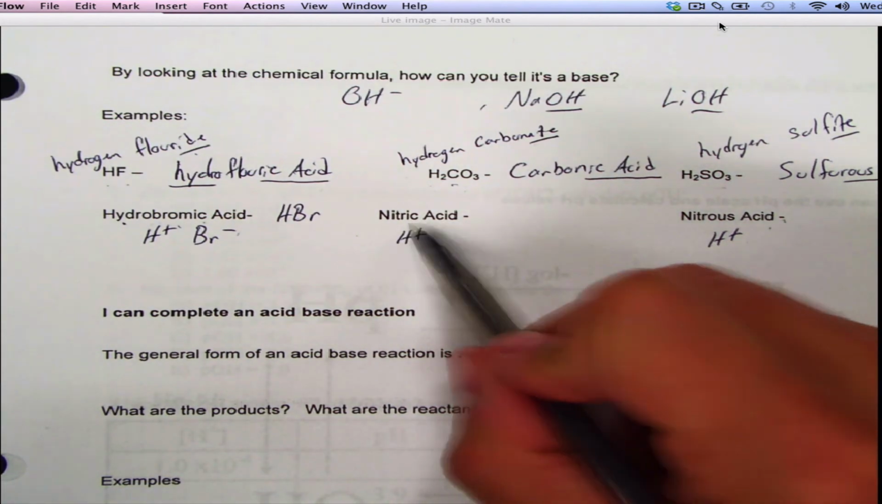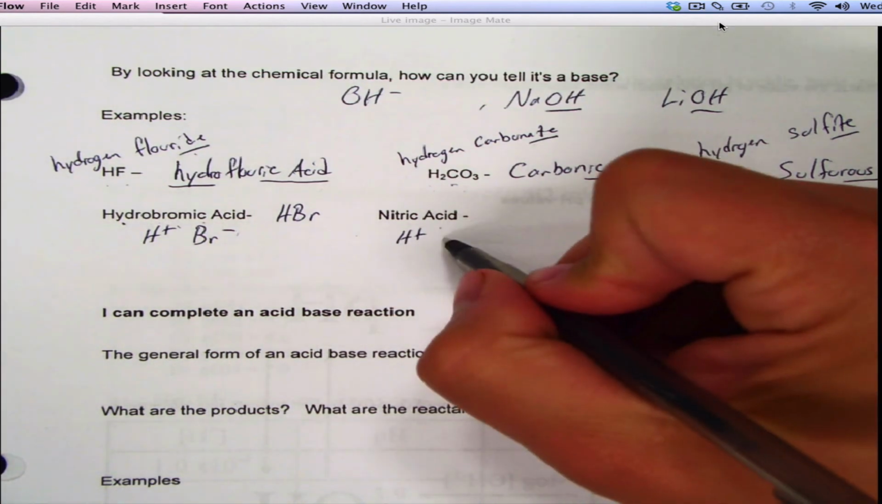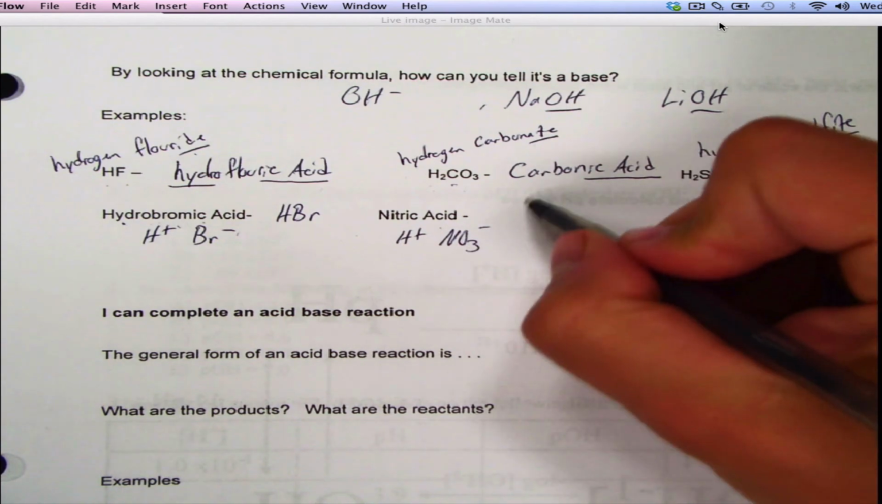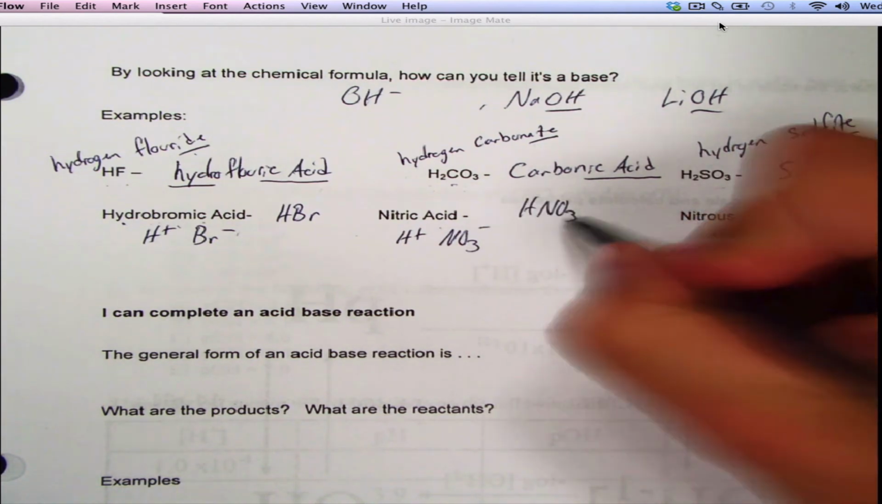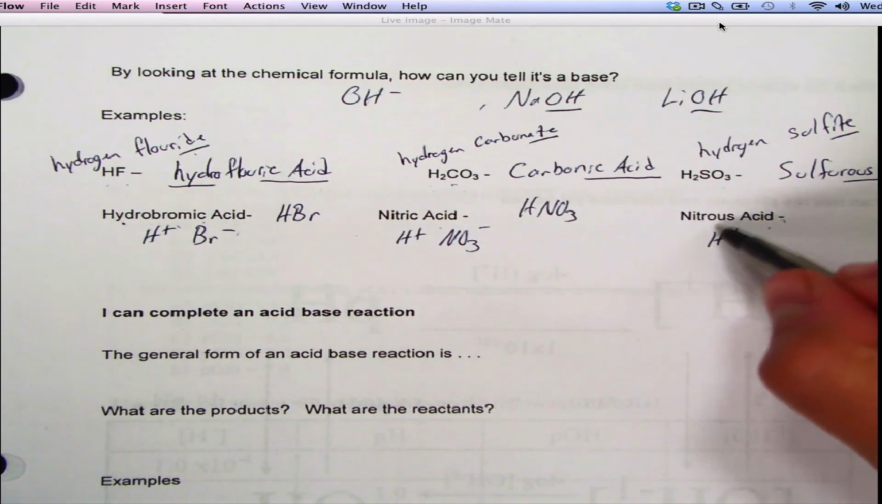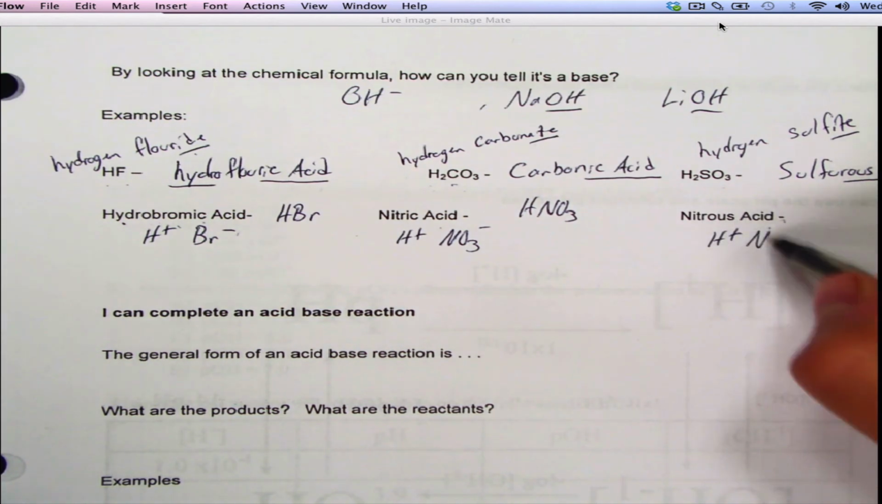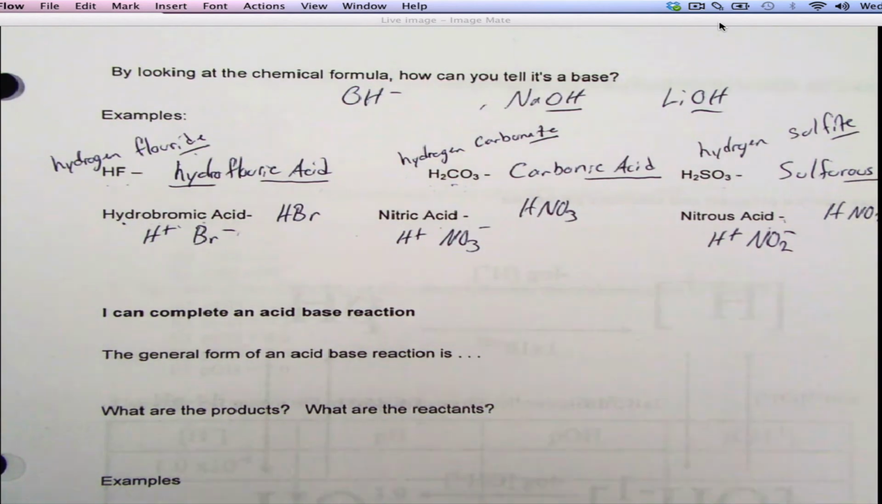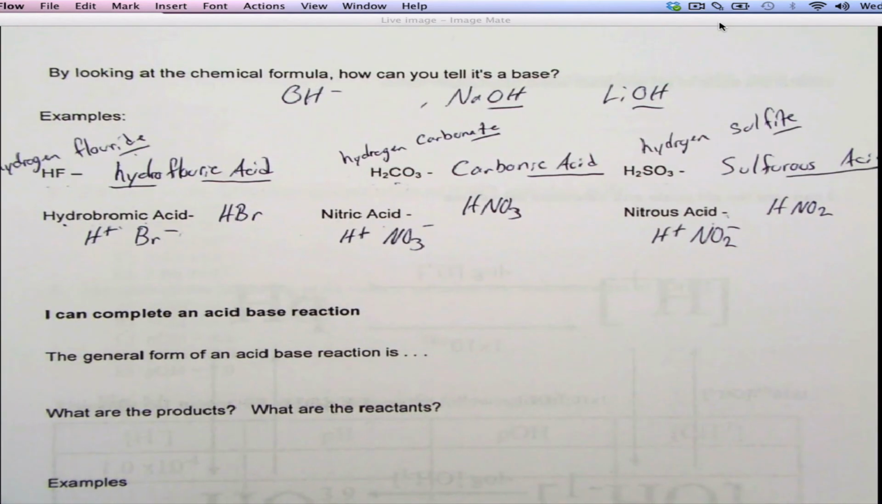Nitric acid. Ic came from ate, so nitrate is NO3 with a -1 charge. Drop and swap the charges, it's going to be HNO3. Nitrous acid. It came from ite, so nitrite. You look it up on your periodic table, it's NO2 -1. Drop and swap the charges: HNO2.